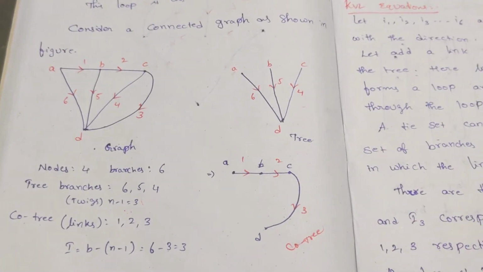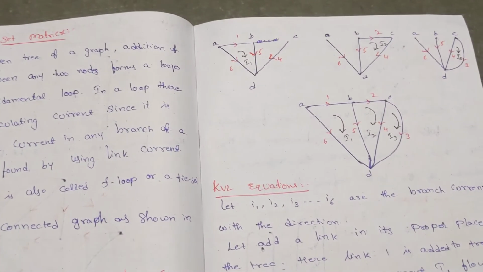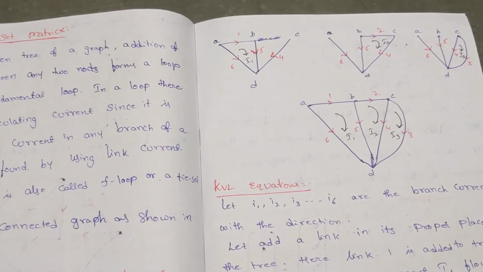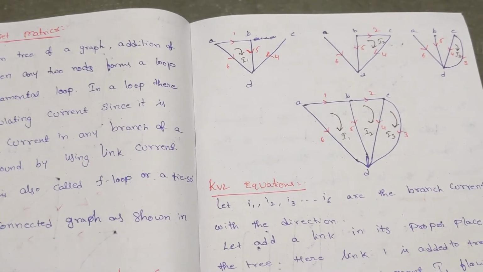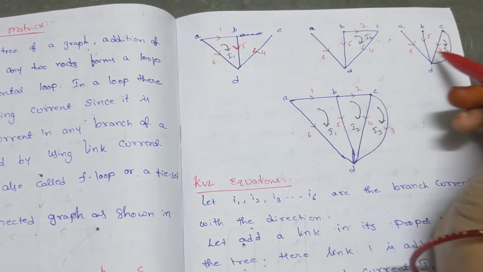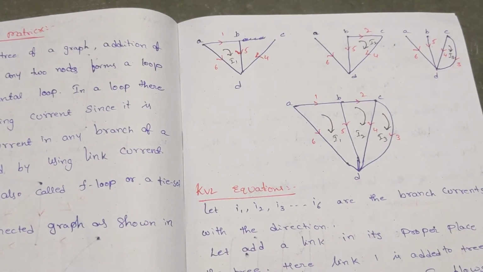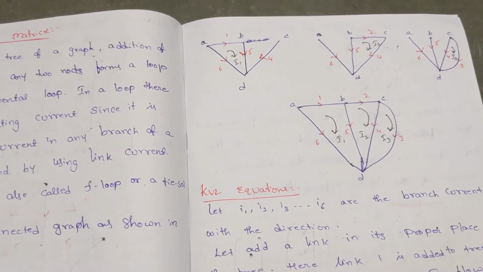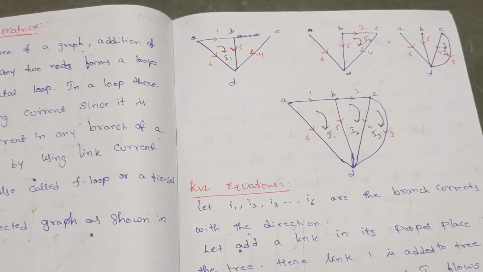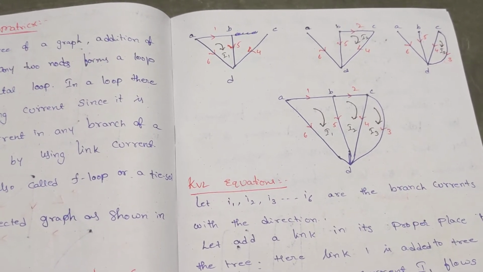Please remember one thing: how many branches are available in your core tree? The same number of loops will be available, because for every set we are going to add one link at a time. Here I am adding the 1, this is the 2, and this is the 3. You may choose any different tree. For that corresponding tree we get the links, and that link should be added to your tree.